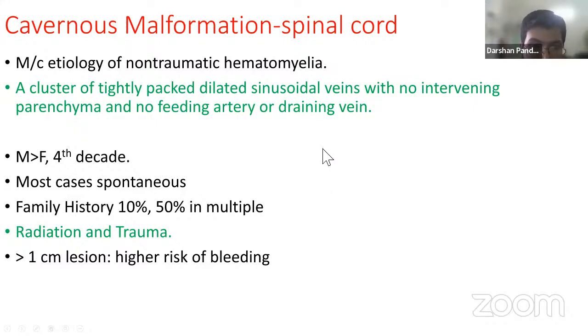They are a cluster of tightly packed dilated sinusoidal veins, with no intervening parenchyma, no feeding artery, and no draining vein. Most cases are spontaneous. Males are more commonly affected. Family history is present in 10%. If the malformations are multiple, then in 50% there can be a positive family history. Radiation and trauma are significant risk factors. If the lesion is more than 1 centimeter, there is a very high risk of bleeding.